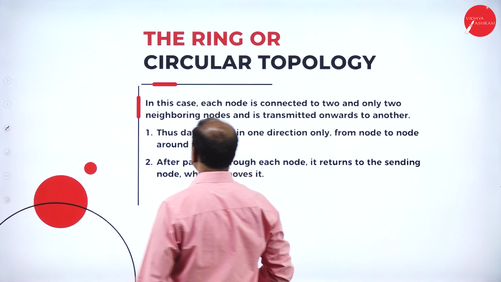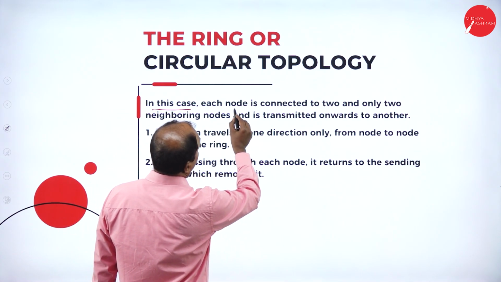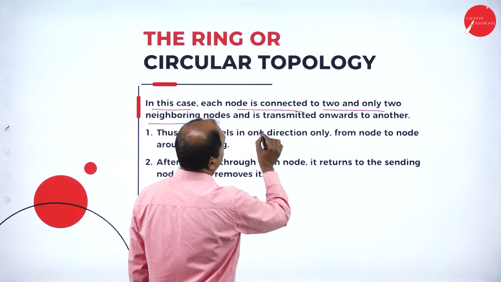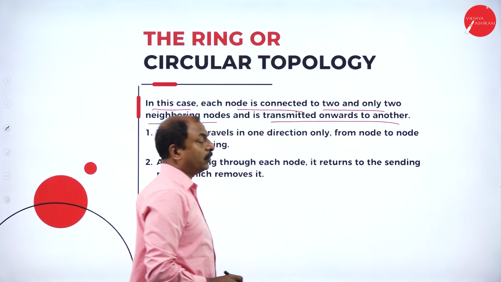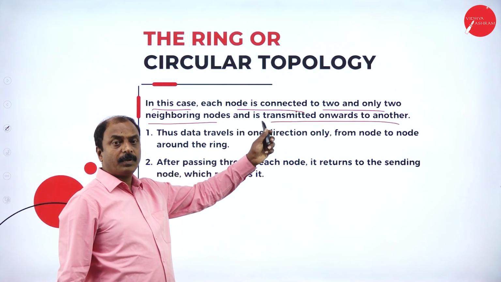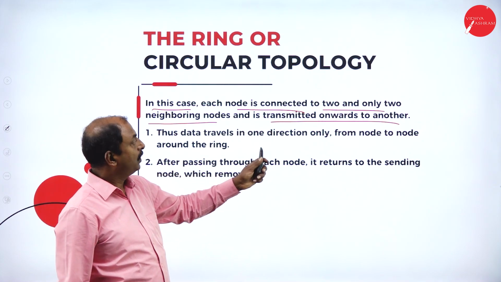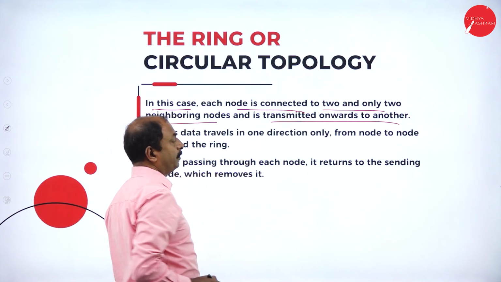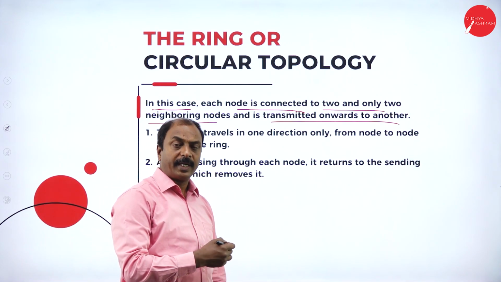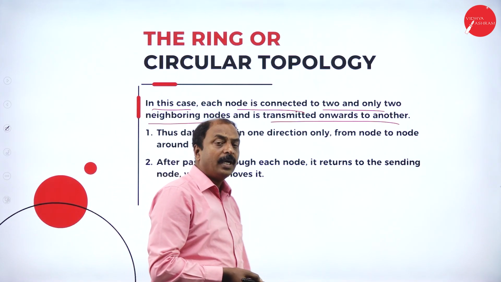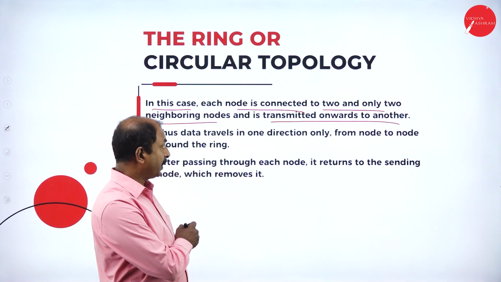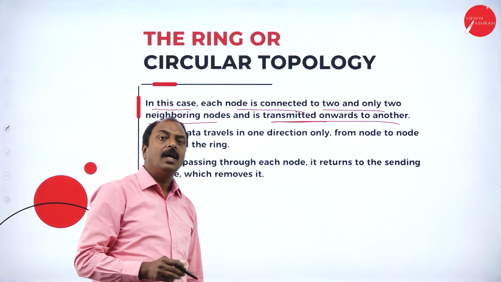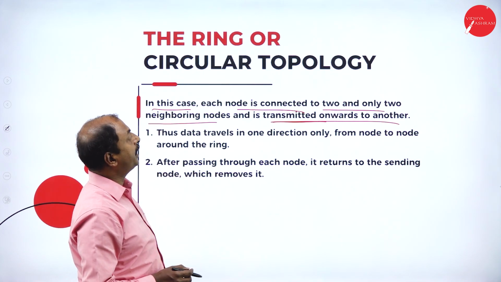So what is the definition of this? Here in this case, each node is connected to two and only two neighboring nodes and transmitted onwards to another. Each node in a network is connected to two neighbors, which means each computer will have two connectors, one for the next node and another for the previous node in a network. All the systems are connected in the form of a circle or a ring. That is why it is referred to as ring topology.